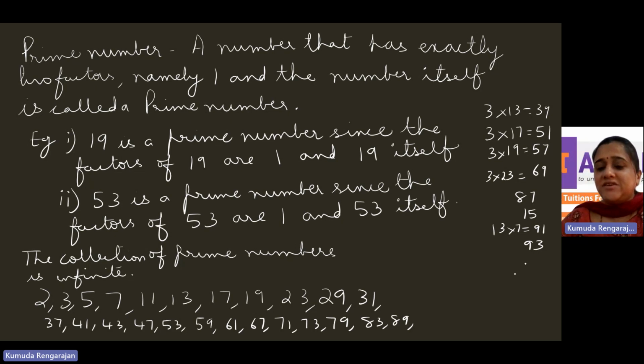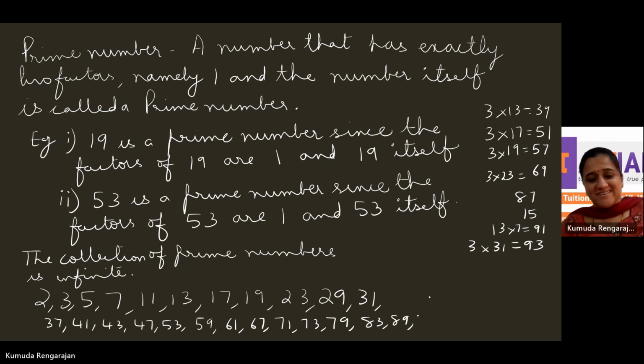So 93, it's divisible by 3 because 9 plus 3 is 12, and 12 comes in the tables of 3. So 93 is divisible by 3, 31 times. 94, 95, 96, 97, 98, 99, 100.